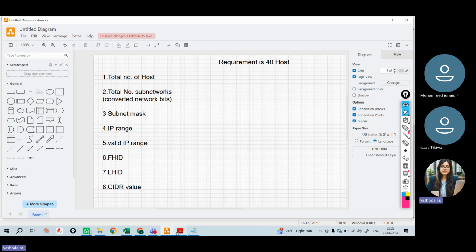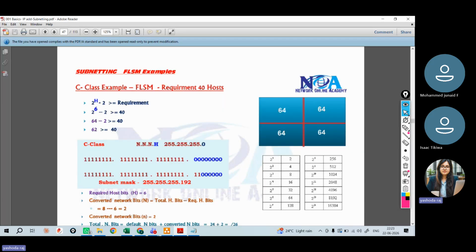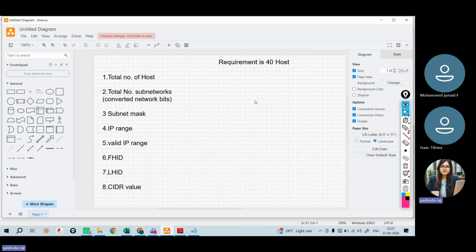Here you can look into the slide. We are going to perform FLSM for class C. The requirement is 40 hosts. First, I know how many bits are available and how many hosts are required. I know these details, but I don't know how many networks there are and what IP addresses I have to assign. I have to calculate them.